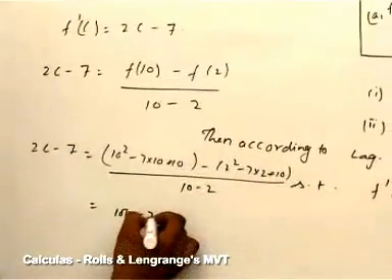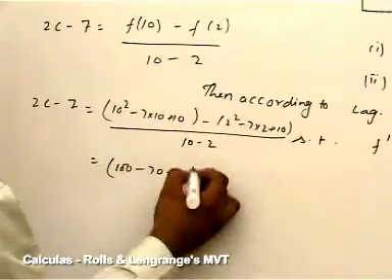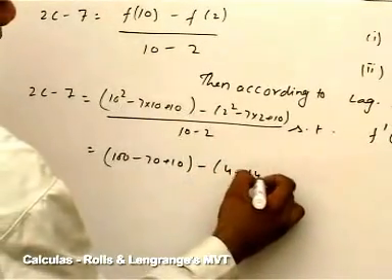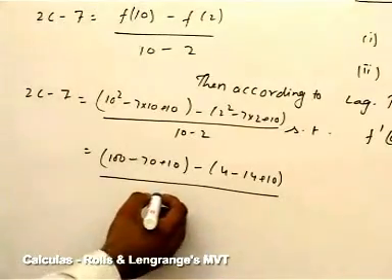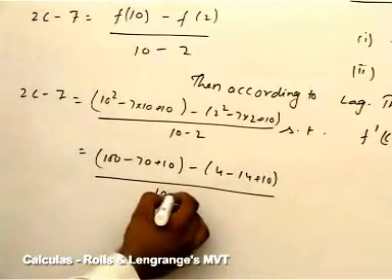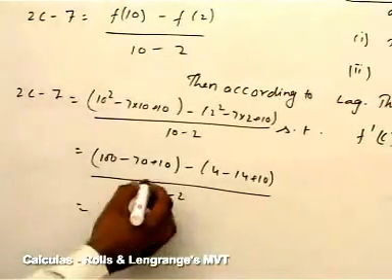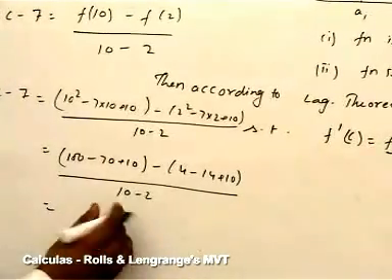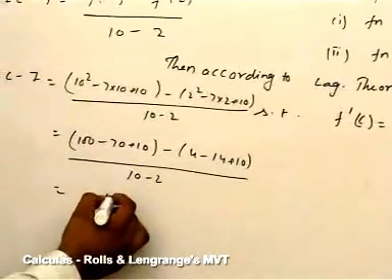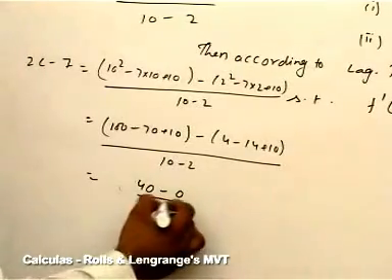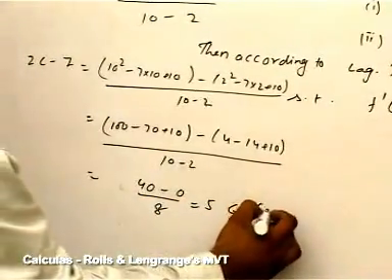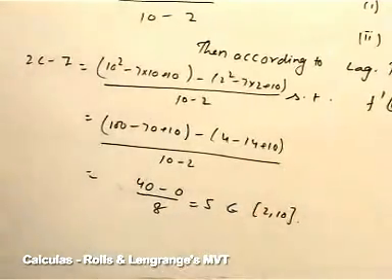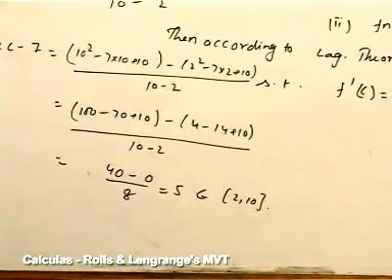That is 100 minus 70 plus 10 minus 4 minus 14 plus 10, over 10 minus 2. Now that will become 40 minus 0 upon 8, that is 5, which lies in the interval of 2 to 10. Hence Lagrange's mean value theorem is applicable.